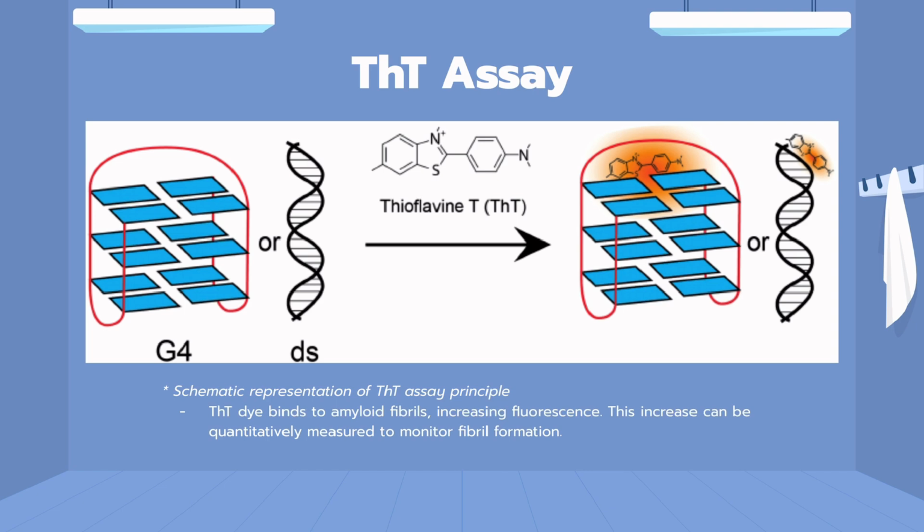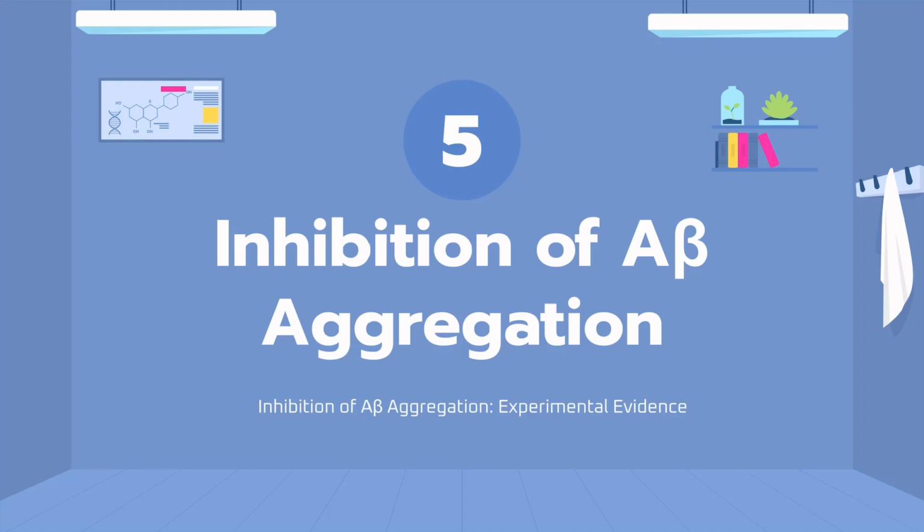In the assay, A-beta peptides are incubated with THT, either with or without inhibitors. The intensity of fluorescence increases in proportion to the degree of fibril production. By comparing the fluorescence in samples with and without inhibitors, researchers can assess the efficacy of the inhibitors in preventing A-beta aggregation. Now let me provide you with some experimental evidence for the inhibition of A-beta aggregation.